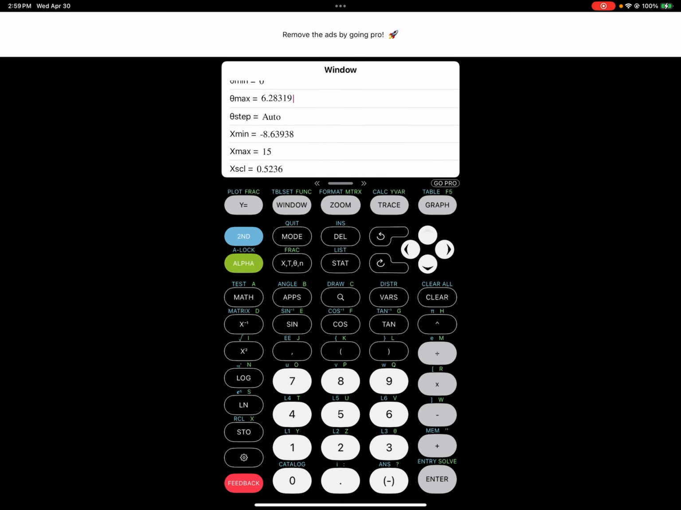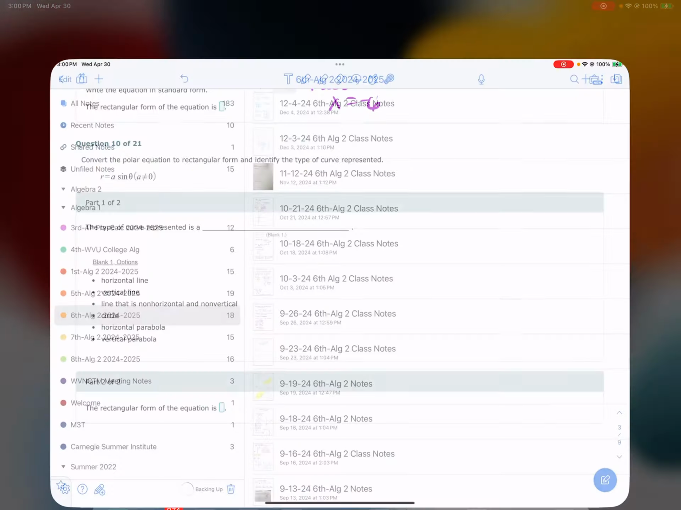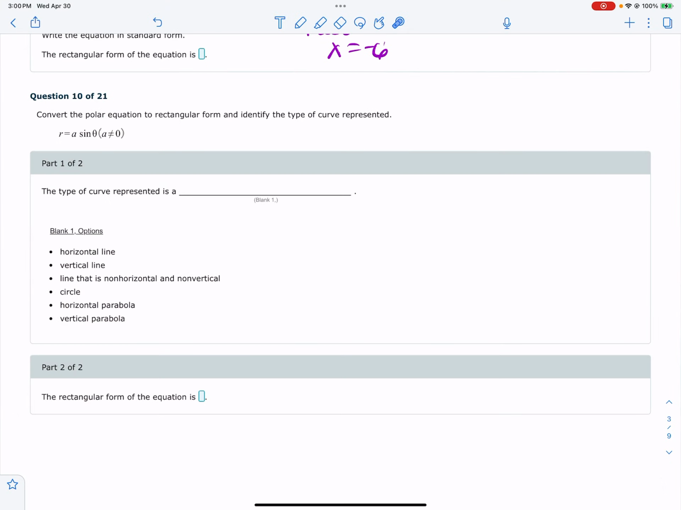Why is that not working? There we go. So we can see that that's going to be a circle, but the difference here is the center is not at 0, 0. But we can see that at least it's a circle. So the answer is circle.